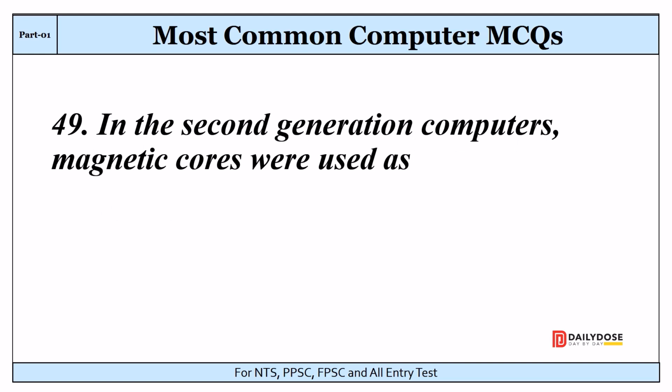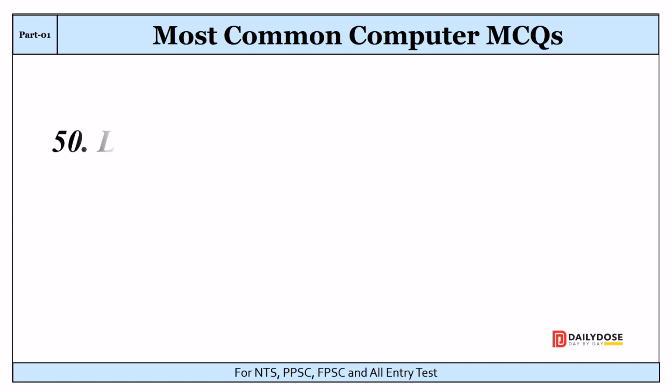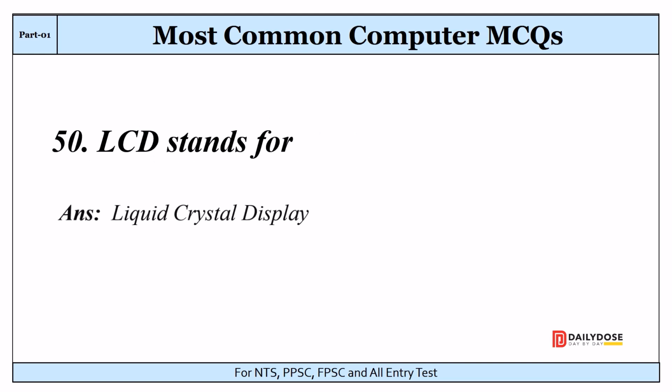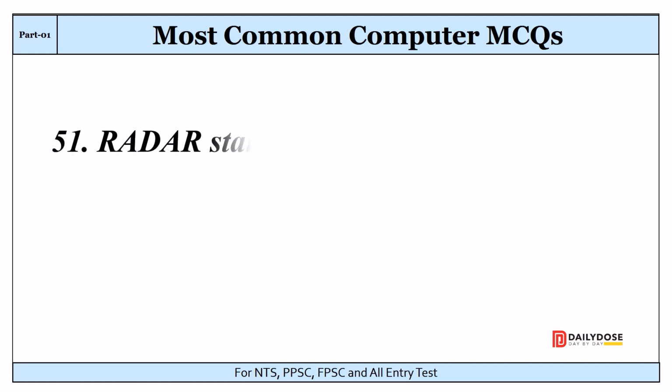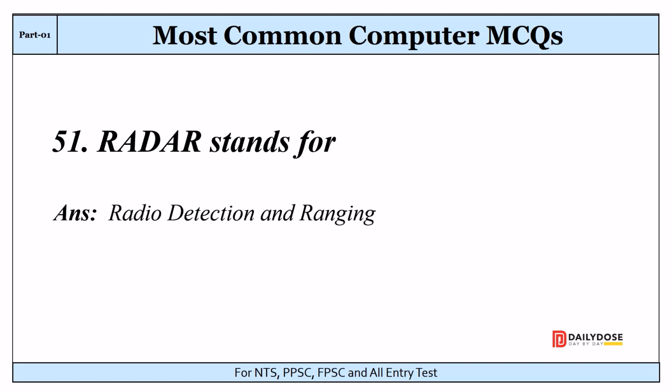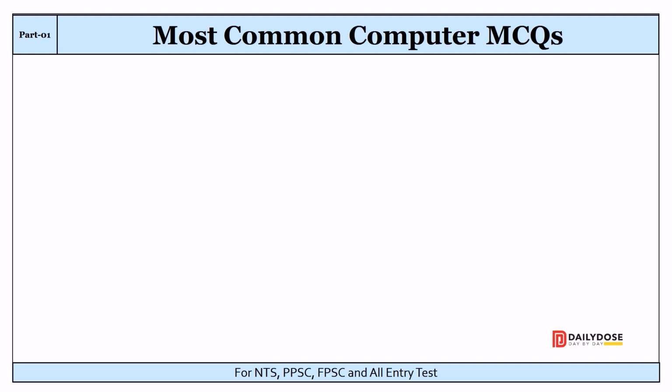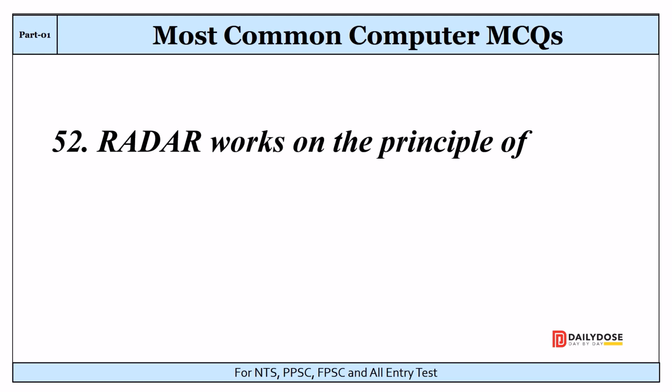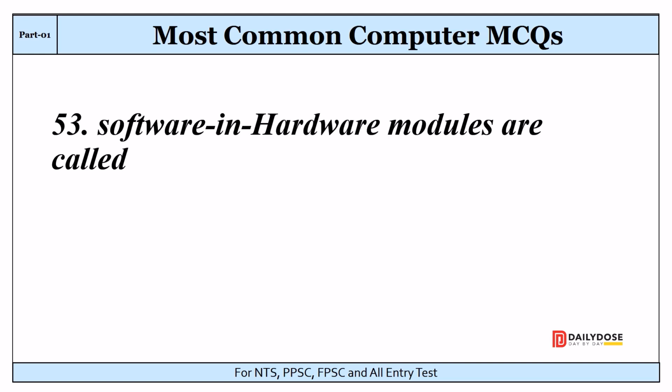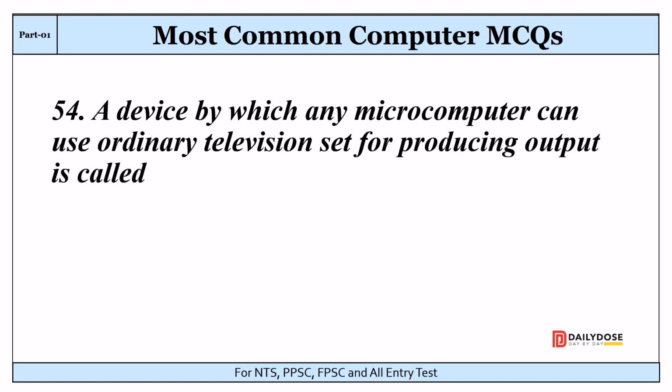In the second generation computers, magnetic cores were used as main memory devices. LCD stands for liquid crystal display. Radar stands for radio detection and ranging. Radar works on the principle of echo. Software in hardware modules is called firmware. A device by which any microcomputer can use an ordinary television set for producing output is called an RF modulator.